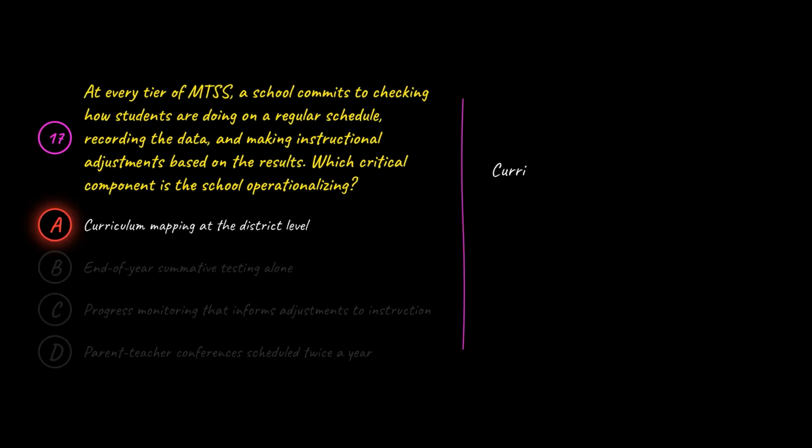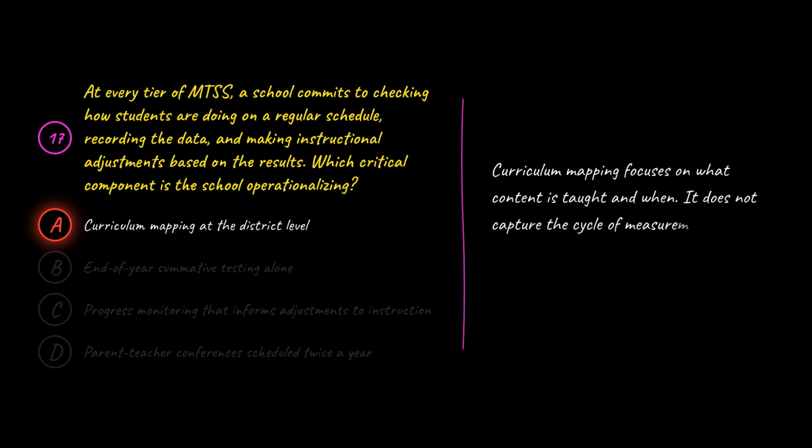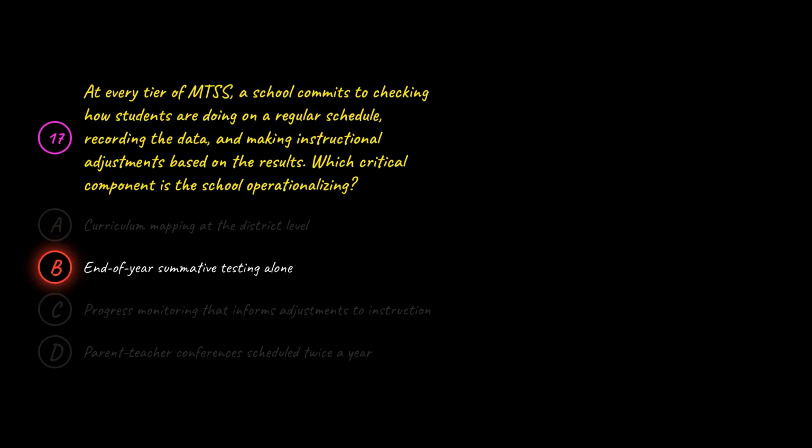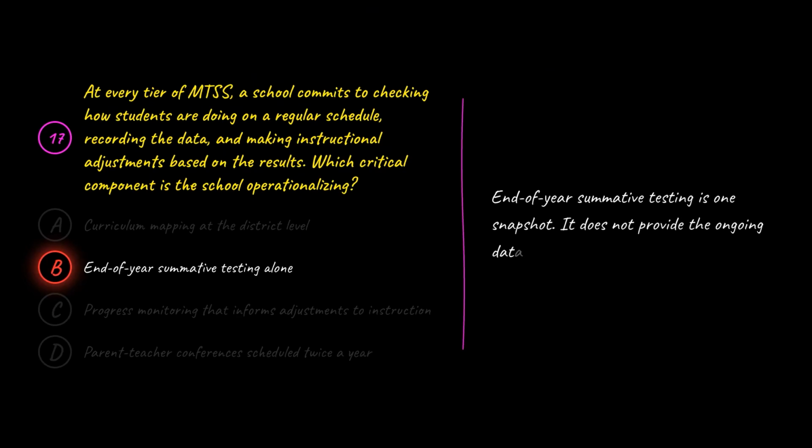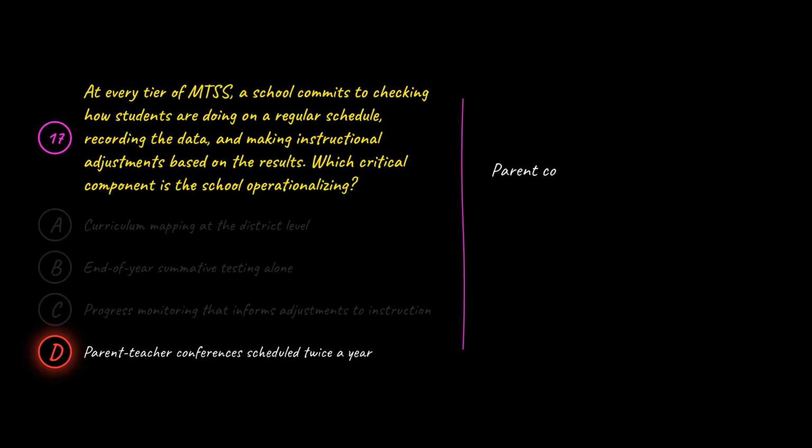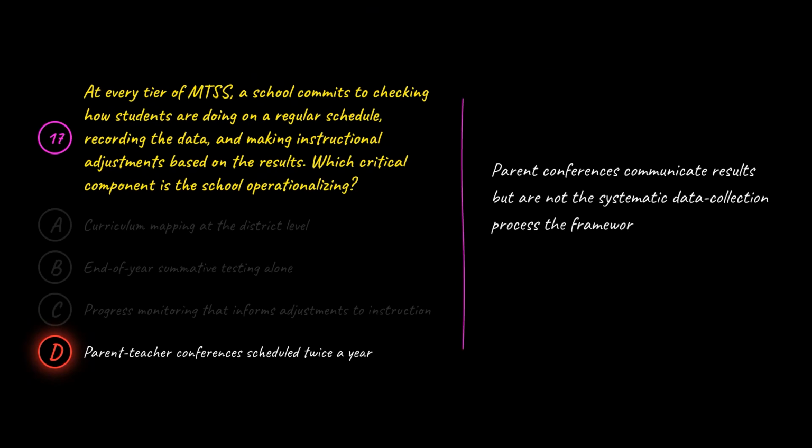A is wrong because curriculum mapping focuses on what content is taught and when. It does not capture the cycle of measurement and adjustment that progress monitoring describes. B is wrong because end-of-year summative testing is one snapshot. It does not provide the ongoing data that progress monitoring requires. D is wrong because parent conferences communicate results but are not the systematic data collection process the framework names.